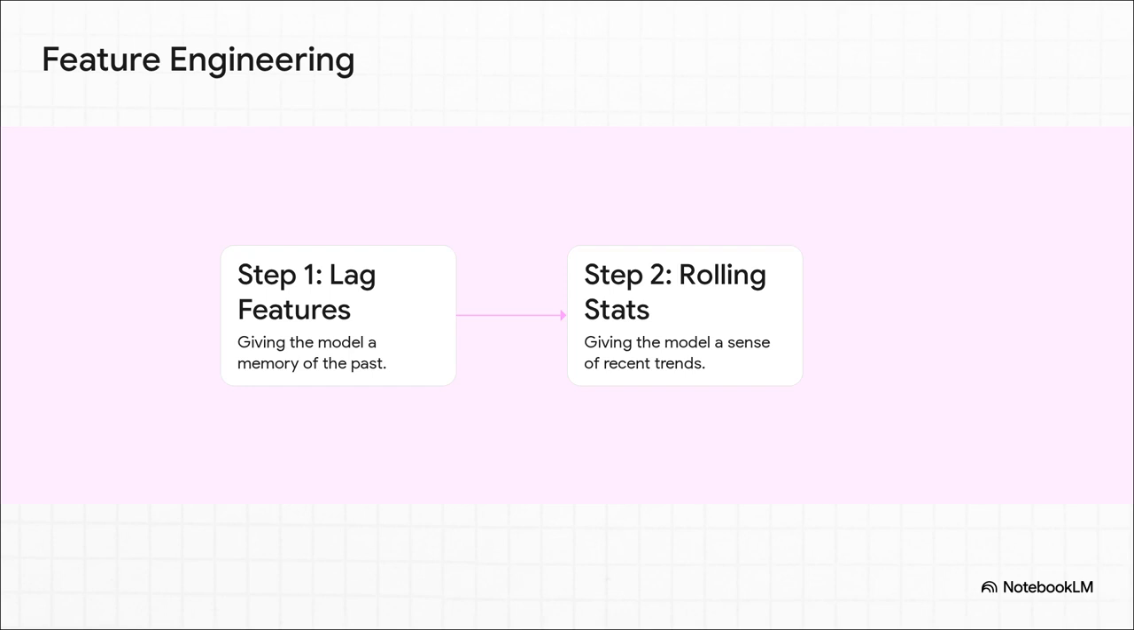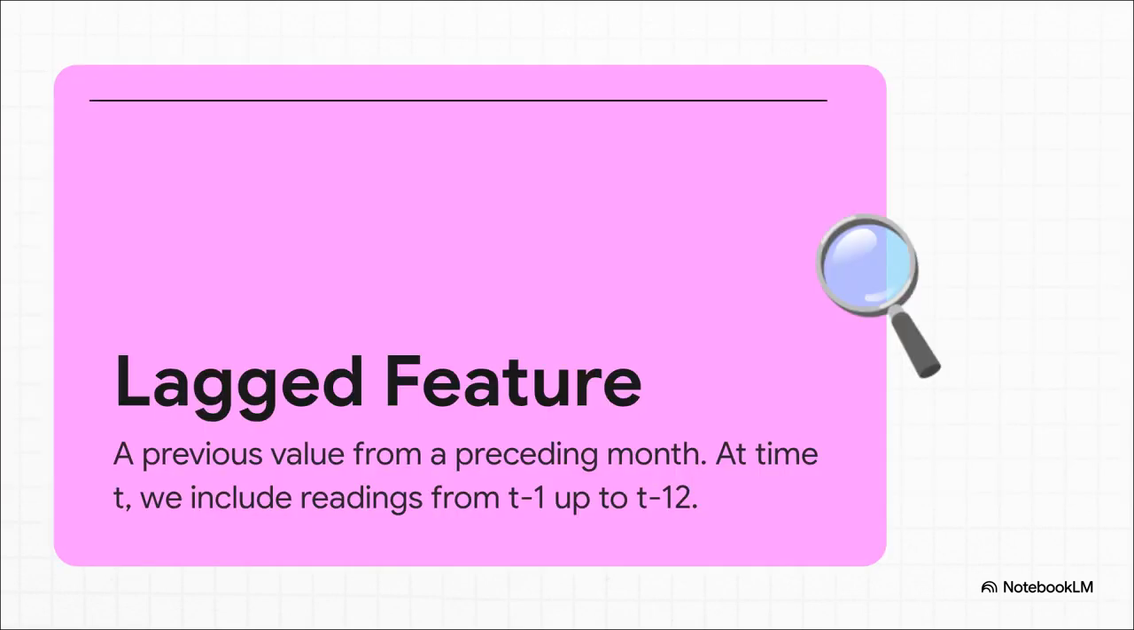And we're going to pull off this little magic trick in two main steps. First, we're going to create something called lag features, which is basically like giving our model a memory. Then we'll create rolling statistics to give it a sense of the recent momentum, the trends in the data. So, first up, what on earth is a lag feature? Well, it's actually super simple. It's just a value from a previous point in time. It's like we're giving the model a rearview mirror, so it can see what just happened last month, the month before that, and so on.